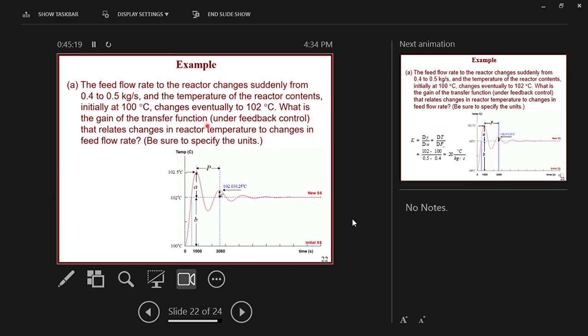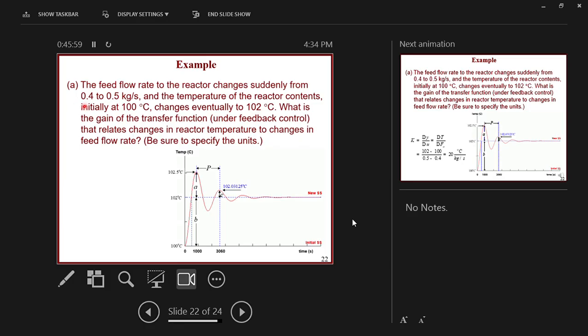K. What is K? Of course, under the feedback control, which relates, as you know, the changes in the reactor temperature to the changes in the feed flow rate. Now, looking at the dynamics of the process, you can see clearly it is an underdamped system. The temperature of the reactor increased. At time zero, it was 100, and it reached the first peak at 102.5, and then it oscillated until it reached the steady state value of 102.